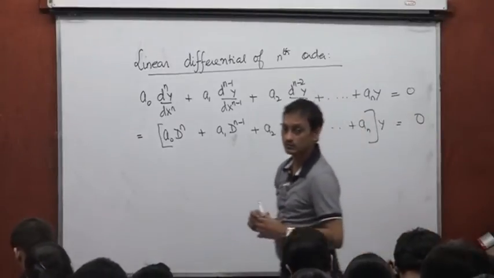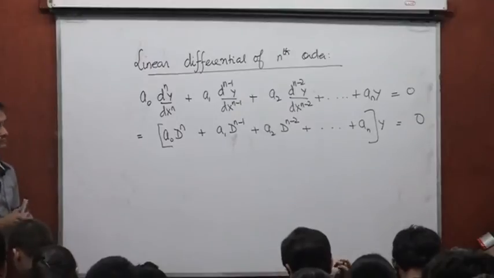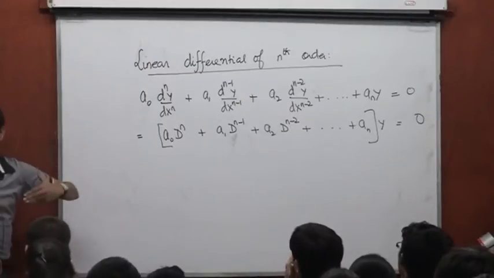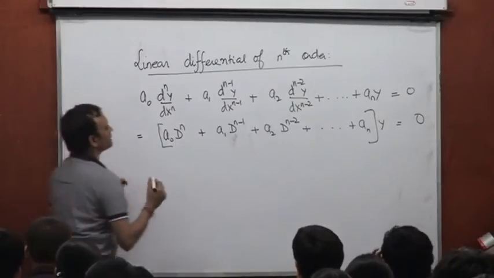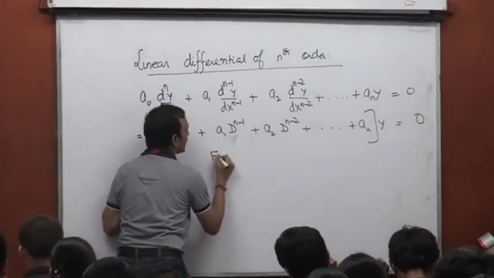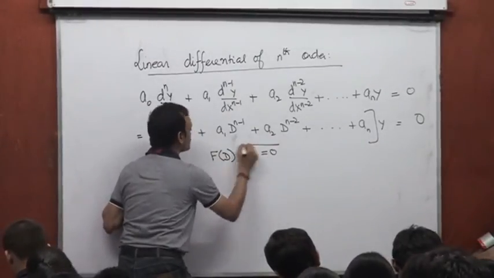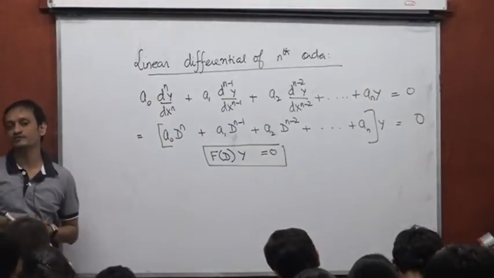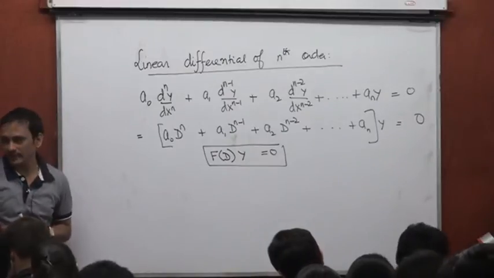Where a naught, a1, a2 for this equation I would treat as constants. So we write this as F(D) acting on y. F(D) acting on y equal to 0 is the differential equation that we want to solve here.